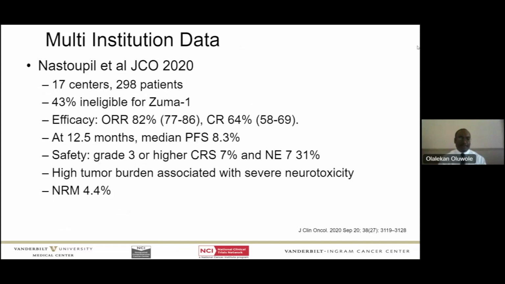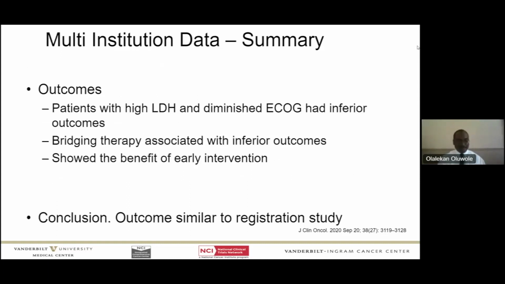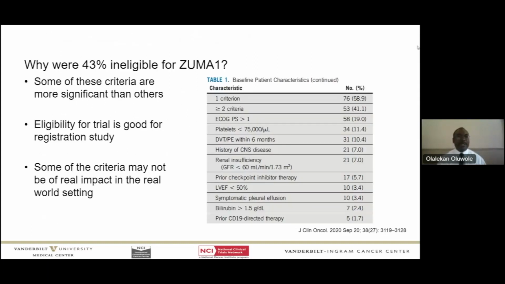So this one presented by Nastoupil was 17 centers that just gathered together to do a quick report on Axicel post-marketing. The efficacy was ORR of 82%, very close to Zuma 1, complete response rate close to Zuma 1, and the EFS was, all of the outcomes were really close. The interesting thing to note was that even when 43% of patients were ineligible for Zuma 1, they still seem to have responded. So the summary was that it was as good as Axicel.